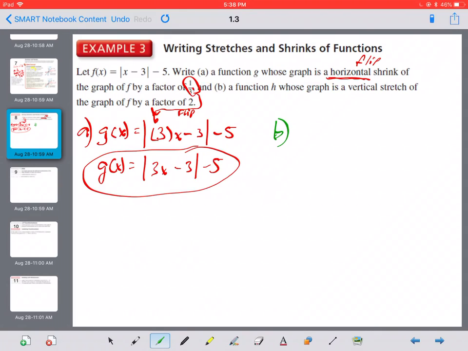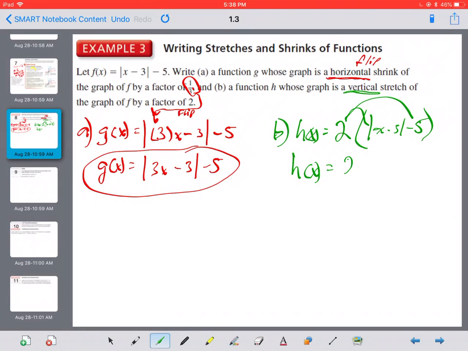Now that's in contrast to a vertical change. On B, we want to write one that's h, that is a vertical stretch, so we keep it and multiply it times the whole thing. So h of x, we're going to stretch by a factor of 2 the whole entire problem. So we distribute the 2 to the absolute value and to the negative 5. So h of x equals 2 times the absolute value of x minus 3, minus 10 now, because 2 times 5 is 10. So that's what those are going to look like.